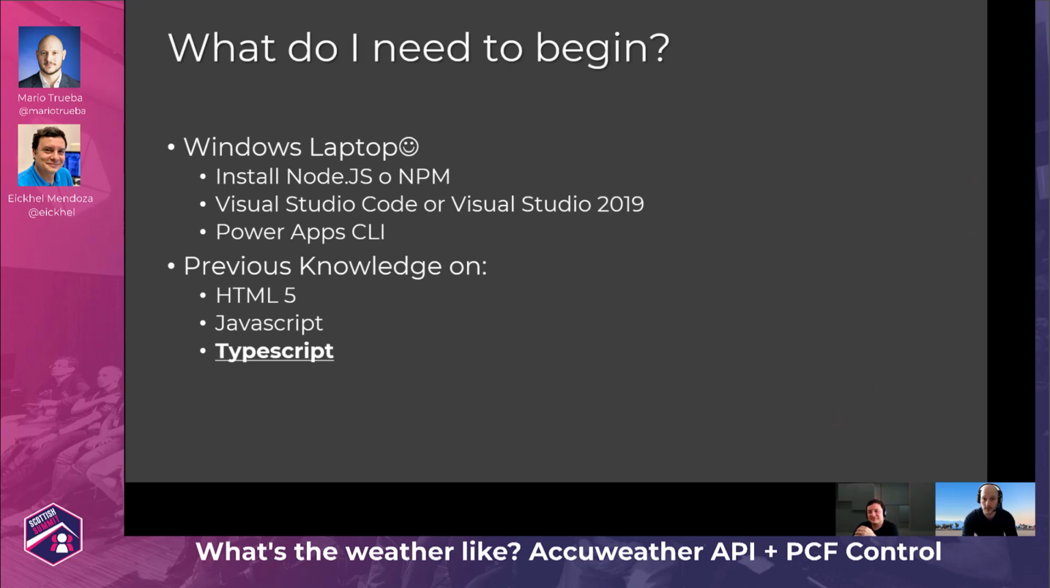We need to install Node.js and npm, and Eickhel is going to show us later why is that, because we do need to use some of those commands. We also need Visual Studio Code, or for those of you that are still stuck in the old Visual Studio 2019, which is fantastic, by the way. I love Visual Studio 2019, but once you try Visual Studio Code, it's like, wow, so light. And of course, the Power Apps CLI, which you need to install. You can just download it and install it straight away. Eickhel is going to show us a little bit how it works, but it is super simple.